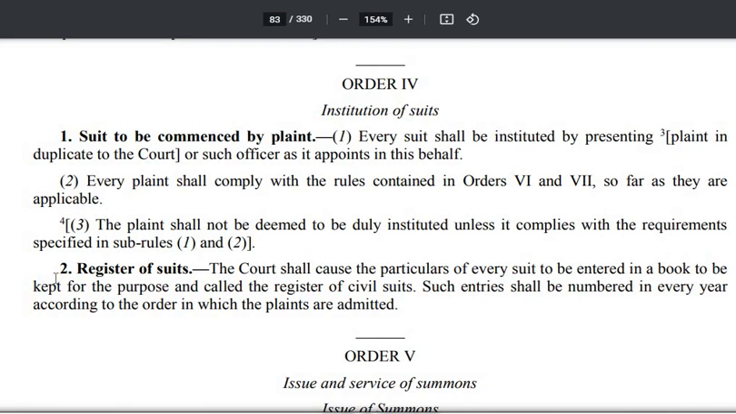तो उसके बाद second rule में तो कुछ नहीं है. They are talking about the register of suits. So the court shall cause the particulars of every suit to be entered in a book to be kept for the purpose and called the register of civil suits. Such entries shall be numbered in every year according to the order in which the plaints are admitted. So that is basically the suit number. So every court is having the register of suits. और उसमें सूट नंबरिंग के साथ सूट का टाइटल लिखा जाएगा. So that is fine.